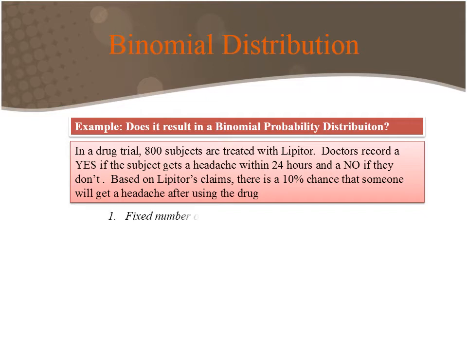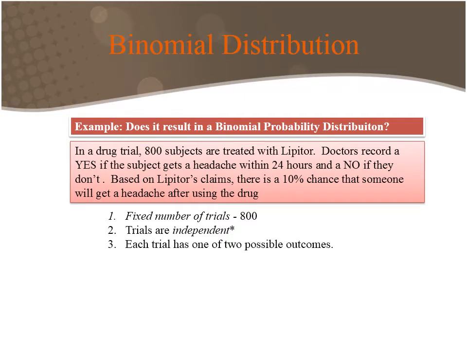So we first have to ask ourselves, were there a fixed number of trials? In this case, if we consider each of the subjects to be a trial, there were 800 trials. Are the trials independent? Well, if one person gets a headache, you have to ask yourself, would that affect the probability that somebody else would get a headache? And of course, in this case, no. Then we have to ask ourselves, does each trial, each of the subjects, have one of two possible outcomes? Either yes or no in this case. You can only have one of two possible outcomes for each person or each trial.